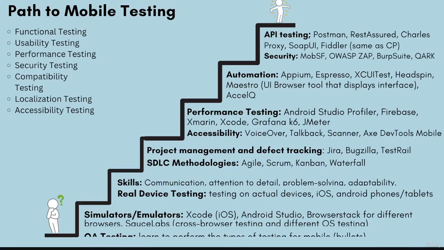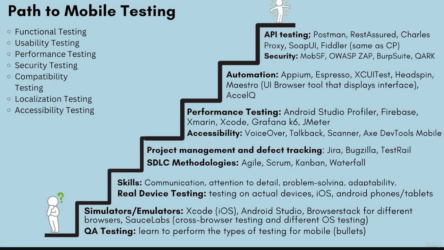Now here is your path to mobile testing. Let's start at the bottom. We have obviously all your basic testing, which means you have to learn to perform all the types of testing for mobile, which are in these bullets here: functional, usability, performance, security, compatibility, localization, and accessibility.